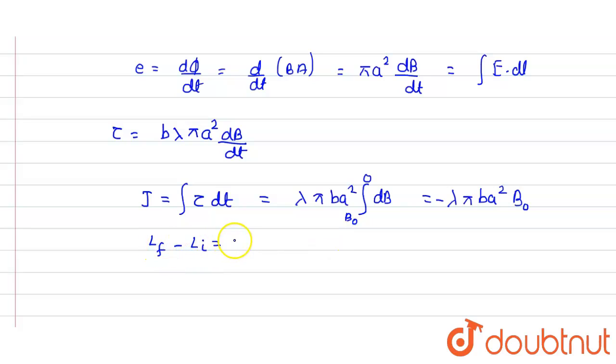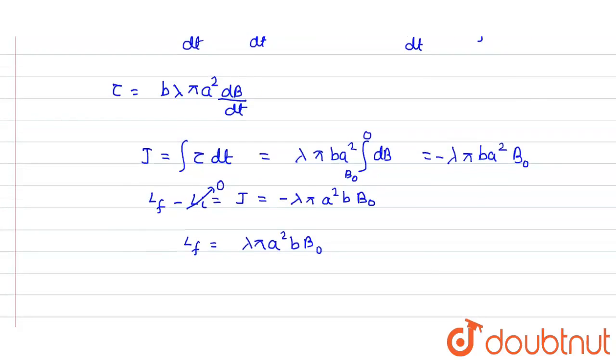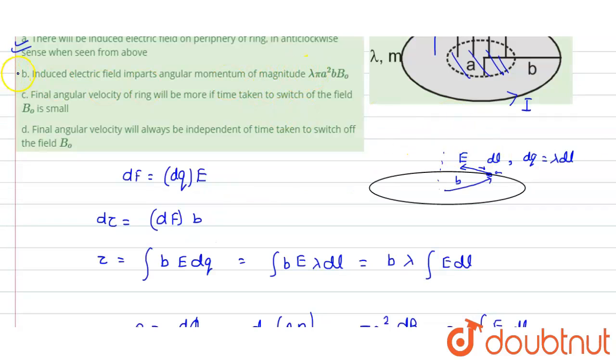Now this change in angular momentum is equal to the angular impulse. So we can have the value as πλa²B₀. Initially it would be at rest, because it starts into motion when there is a change in flux. So initially there won't be any change in flux, so this would be 0. So Lf, the final angular momentum, would be equal to λπa²B₀. This is the magnitude. If we check our option 2, option 2 would also be correct.